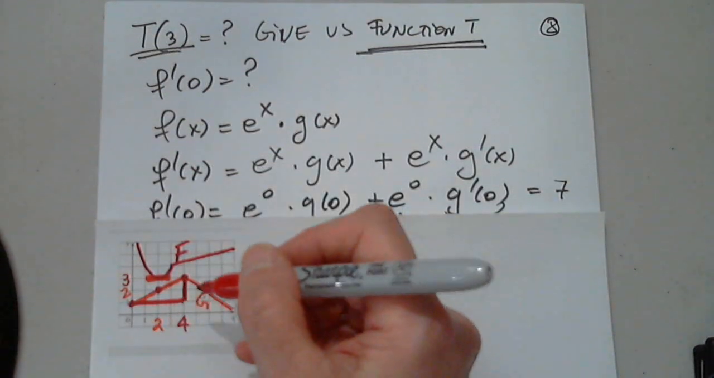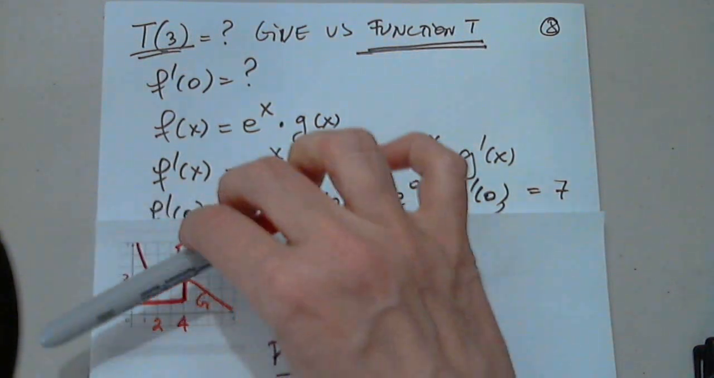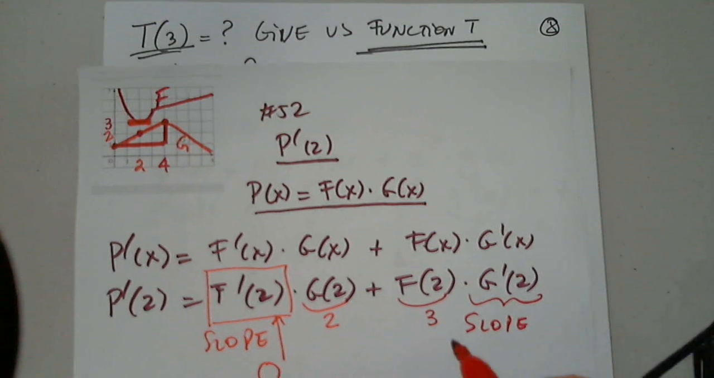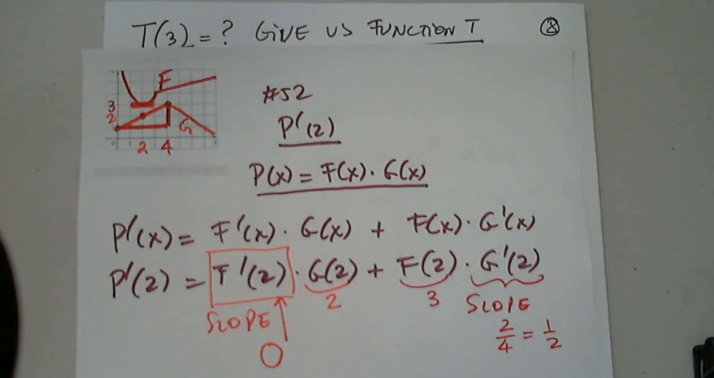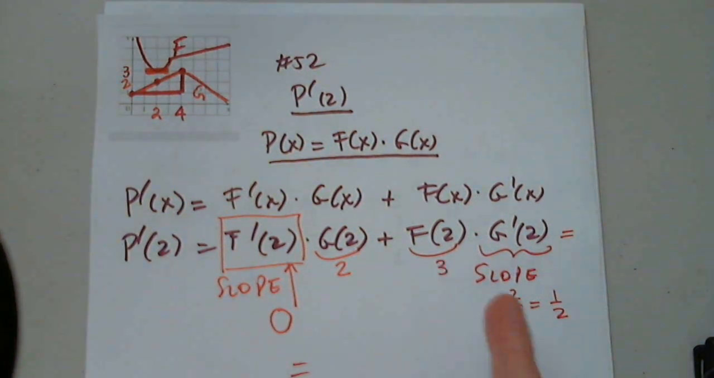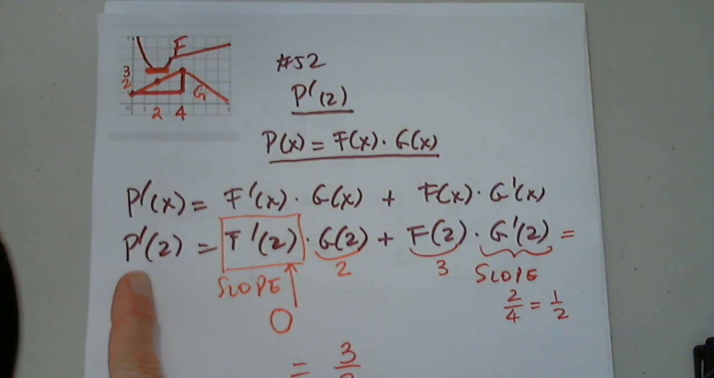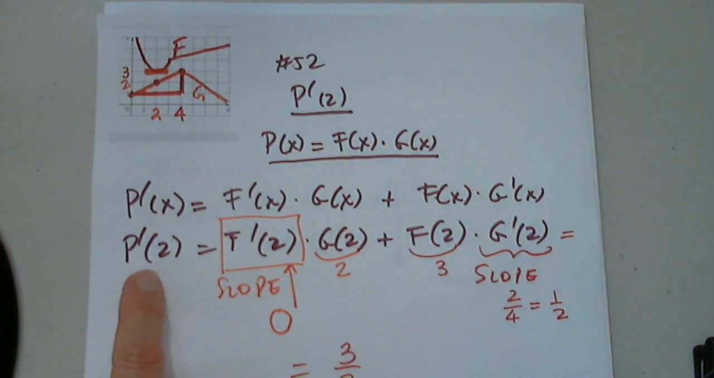4. 2 over 4 because it's positive. Otherwise it would have been negative. So this is 2/4 or 1/2. 0 times 2 is 0. 3 times 1/2 is 3/2. This is the slope of the tangent line to the graph of P, which we don't even have. At 2, the slope is 3/2.